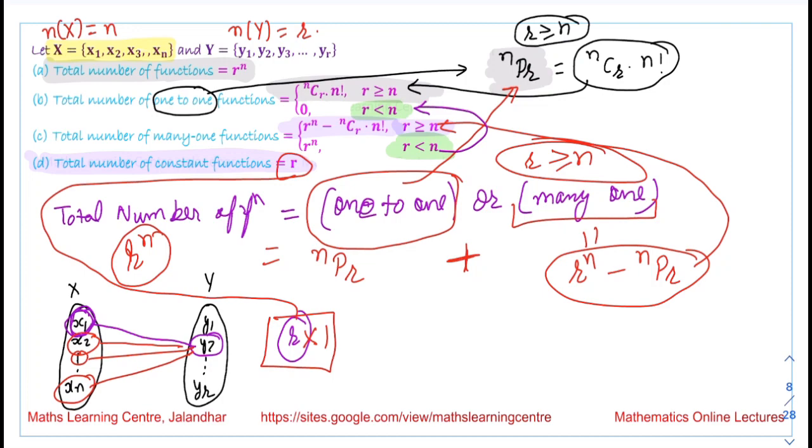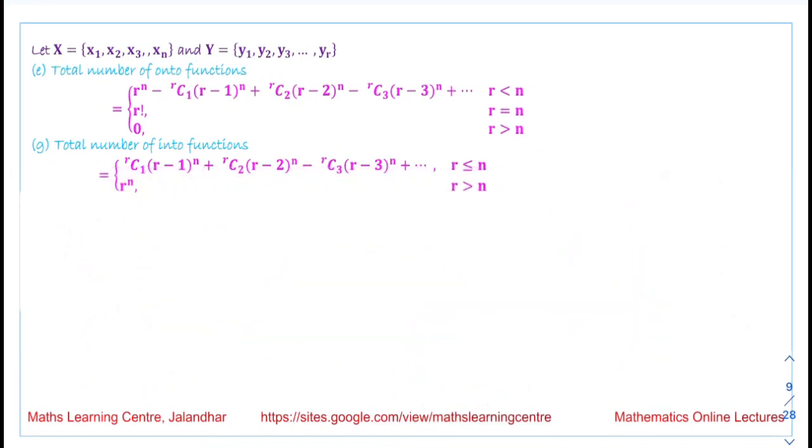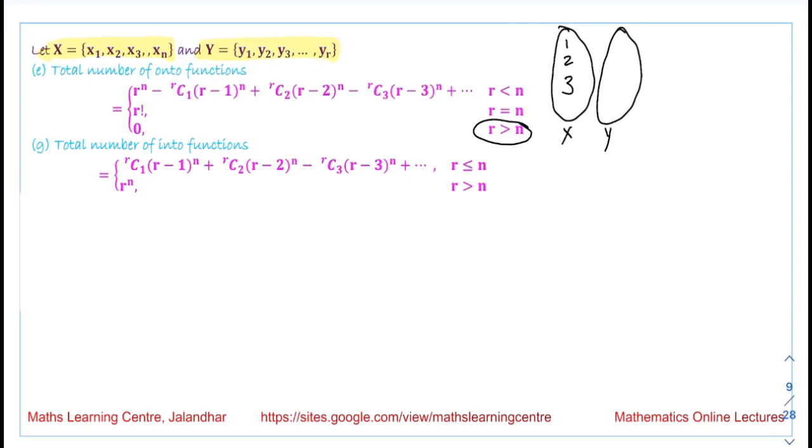Now next we are calculating the total number of onto functions. Again, the set X is given and it has n elements, and the set Y is given and it has r elements. First of all, we are talking about the case when r is greater than n. Suppose this is the set X and this is the set Y. We have the elements 1, 2 and 3, and the elements in the set Y are A, B, C and D. The number of elements in Y is greater than the number of elements in X.